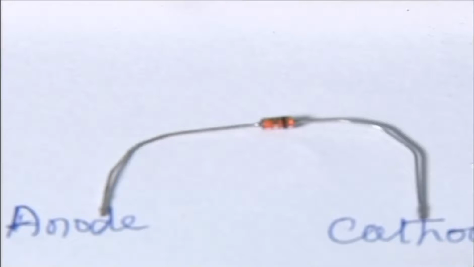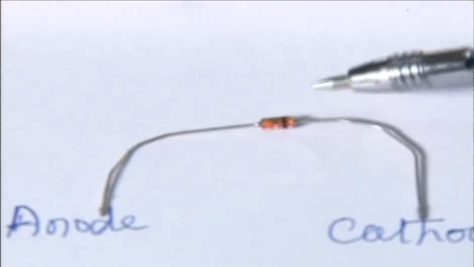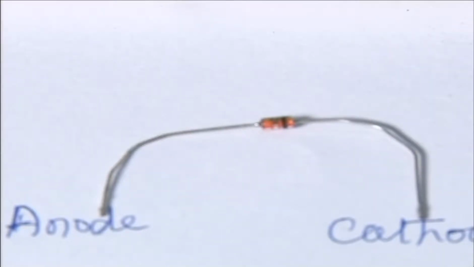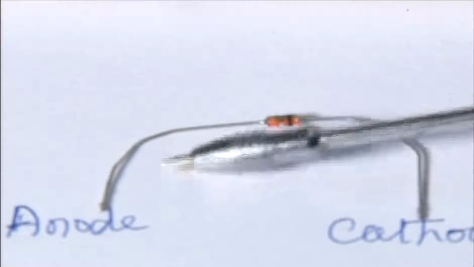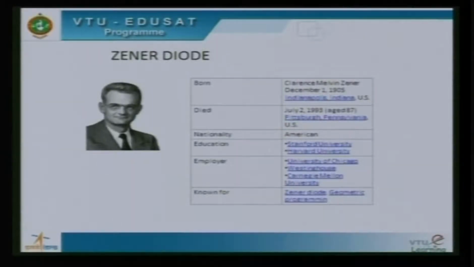Terminals of Zener diode. The terminal towards the dark line drawn on the Zener diode is identified as cathode and the other terminal is identified as anode. This diode is invented by Zener, an American scientist, and is named after him.